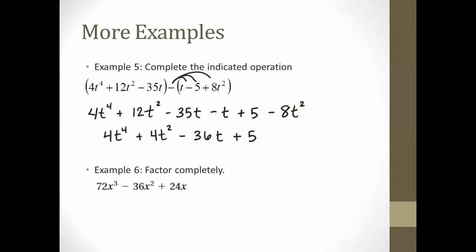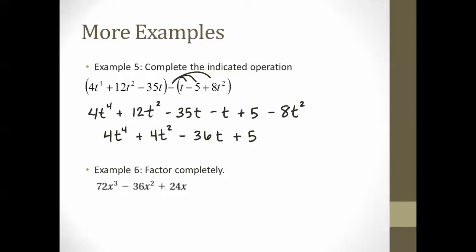Now we're just going to combine like terms. We have 4t to the fourth. When I combine my t squareds, I had a 12t squared and a negative 8t squared. That combines to a 4t squared. Negative 35t and negative 1t gives me negative 36t. And then I also have plus 5. So that's written in standard form, so that's a good answer.